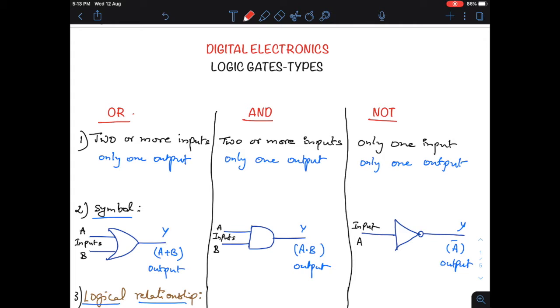Now, let us first understand the OR gate one by one. For an easy understanding, I made it as a table, so eventually you can understand it better. An OR gate has two or more inputs. That means it has a minimum of two inputs and only one output. These gates are studied with certain symbols and their function is discussed through a truth table. So, we will see one after the other.